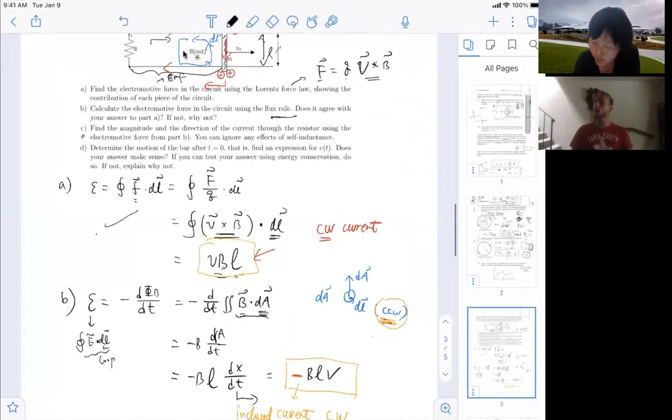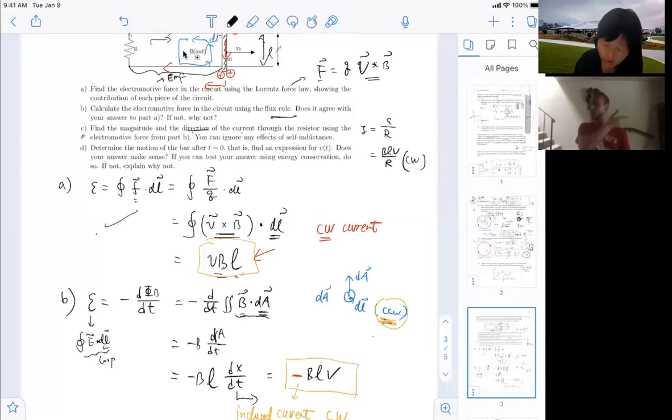Okay, now the third question is find the magnitude and the direction of the current through the resistor using the EMF. Well, that's easy, right? We found the EMF. Current will be EMF over R, potential over resistance, which is BLv over R. And that's it. That's your current. And direction we already answered is clockwise.